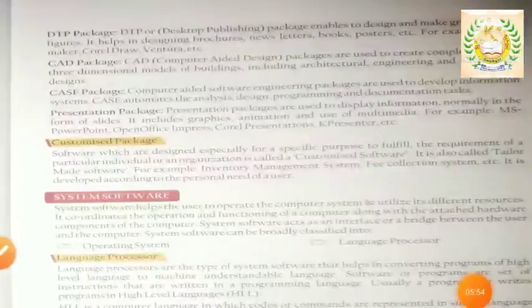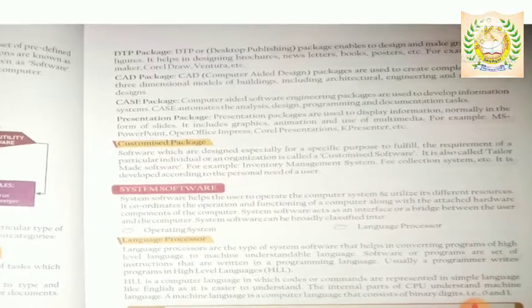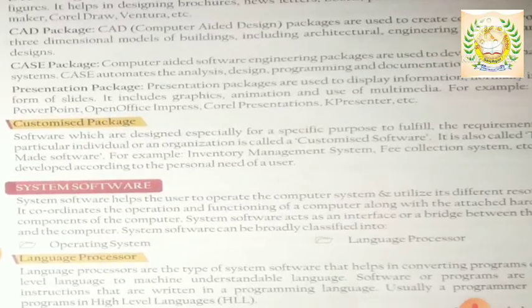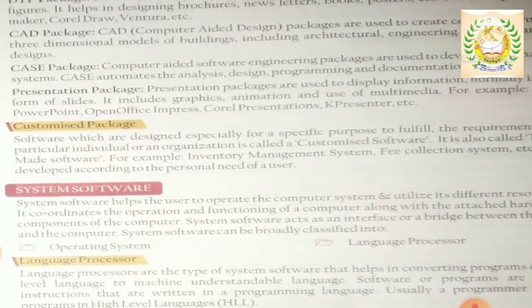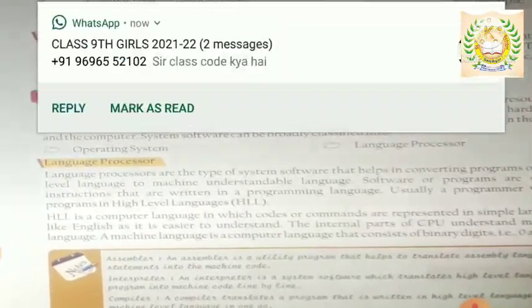If anybody asks you which operating system you learn in your school, you can say that I am using Windows 10 or Windows 7, because Windows 7 and Windows 10 are names of operating systems. So here are the two types given: first is the operating system, second is language processors.